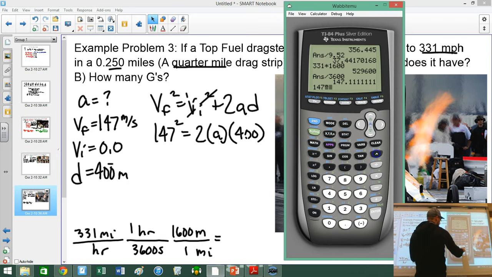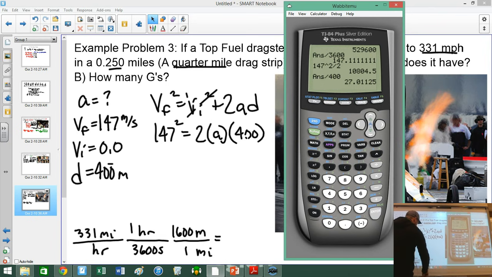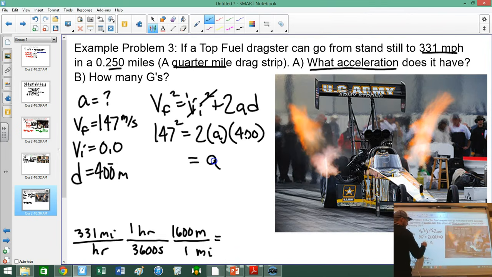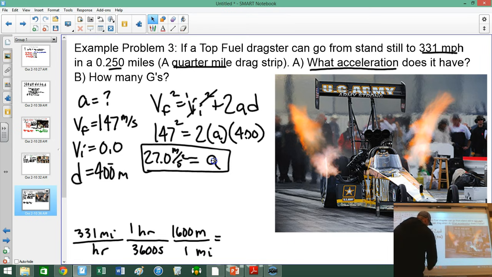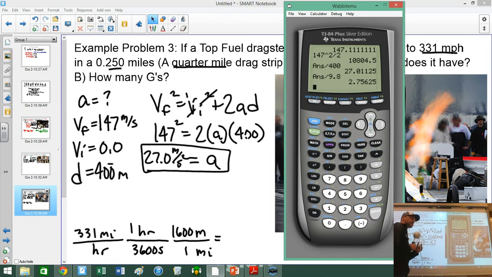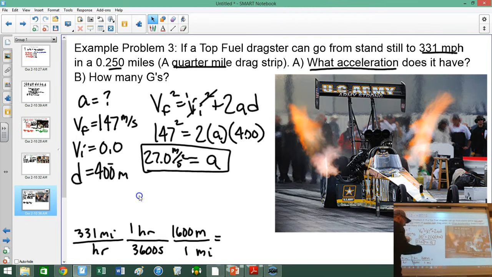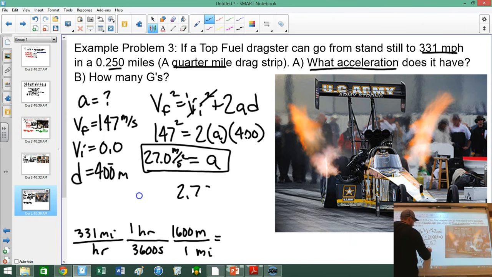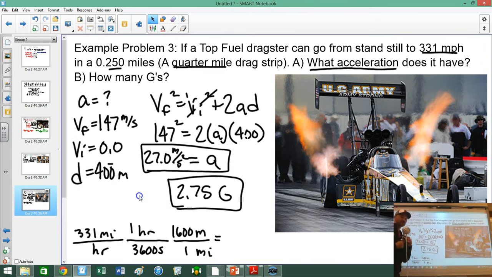147 squared divided by 2 divided by 400. I get 27.0. So my acceleration here is 27.0 meters per second squared. How many G's is that? So you divide that by 9.8, and now we're talking about something. These people are under about 2.75 G's, 2.75 times the acceleration of gravity.